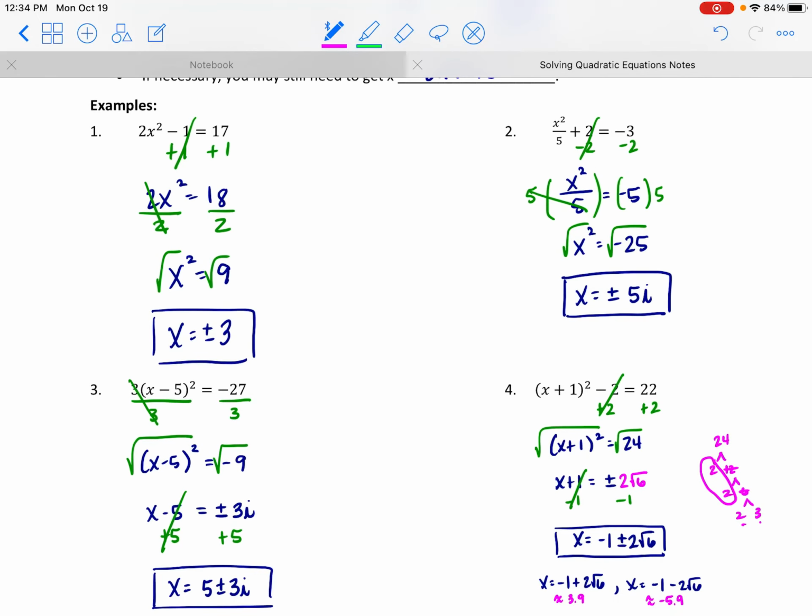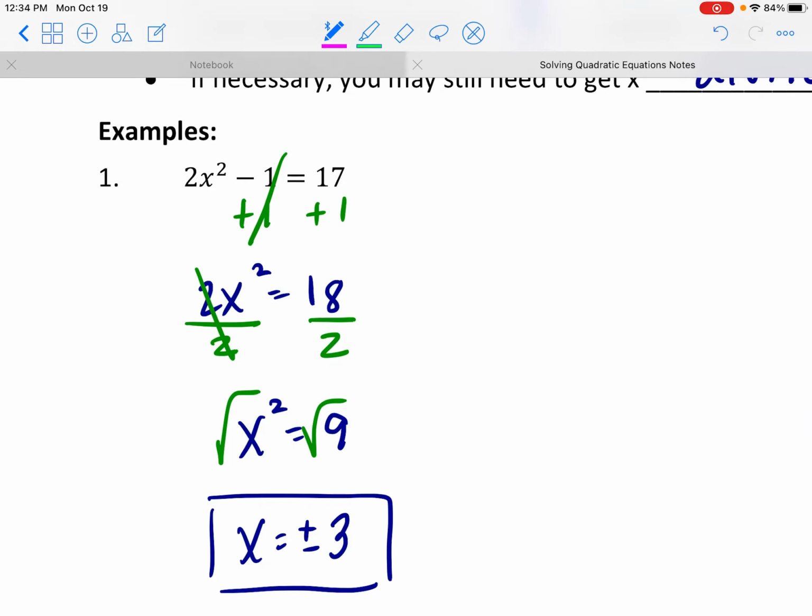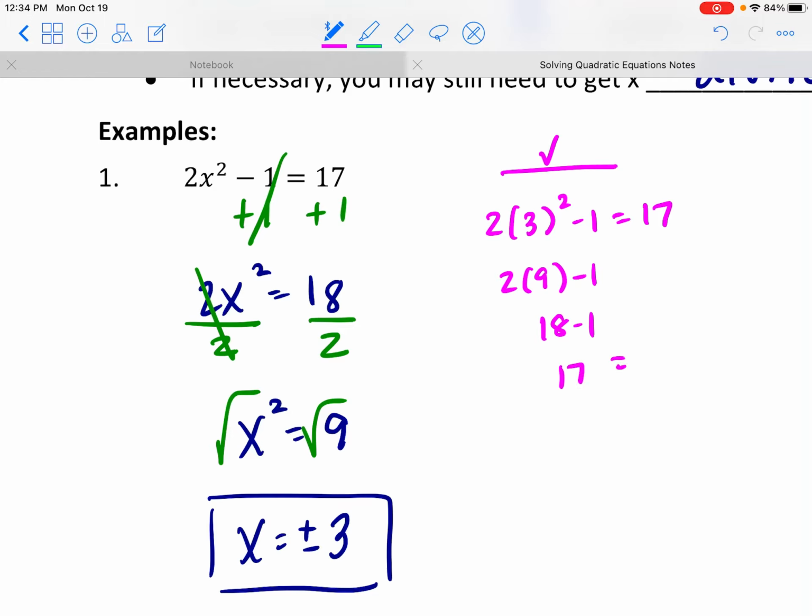And then remember, you can always check your work. It's not super easy to check when you have these imaginary or complex solutions, but definitely something like the first one, if you wanted to check, you can plug in a positive 3. 2 times positive 3 squared minus 1 should equal 17. So that's 2 times 9, which is 18, and 18 minus 1 is definitely equal to 17. So those check out. If I put a negative here, I would still get a positive when I square, so both of those are going to work.